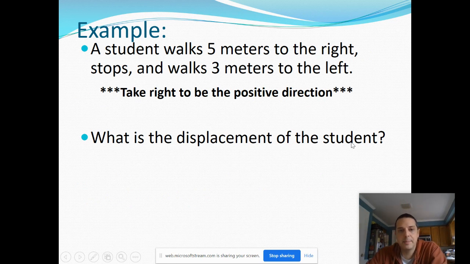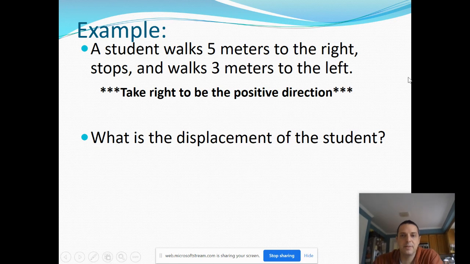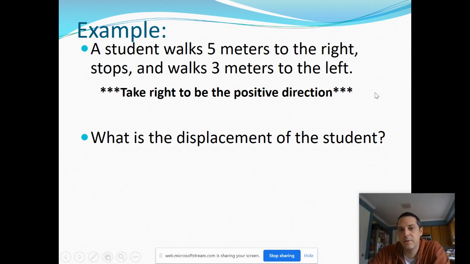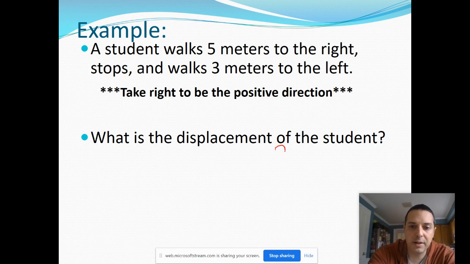So let's go through an example of this. In this example, we have a student that walks 5 meters to the right, stops, and then walks 3 meters to the left. If we want to find the displacement of the object, we need to figure out how far it is from where it started. If you go 5 meters to the right and turn back and walk 3 meters to the left, you end up 2 meters from where you started. So the answer would be 2 meters.